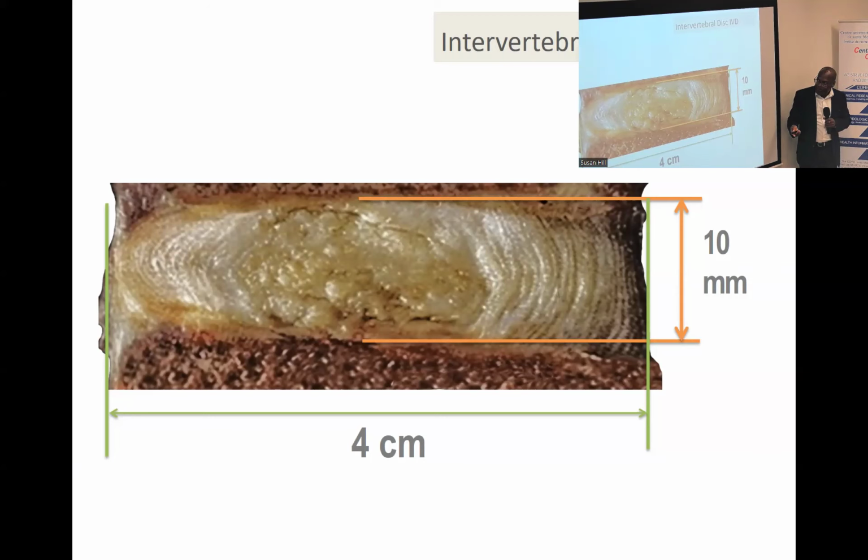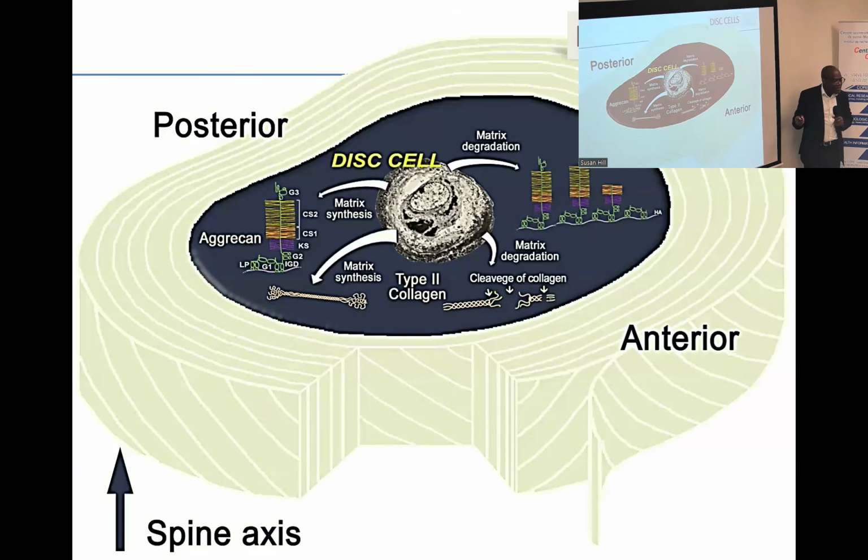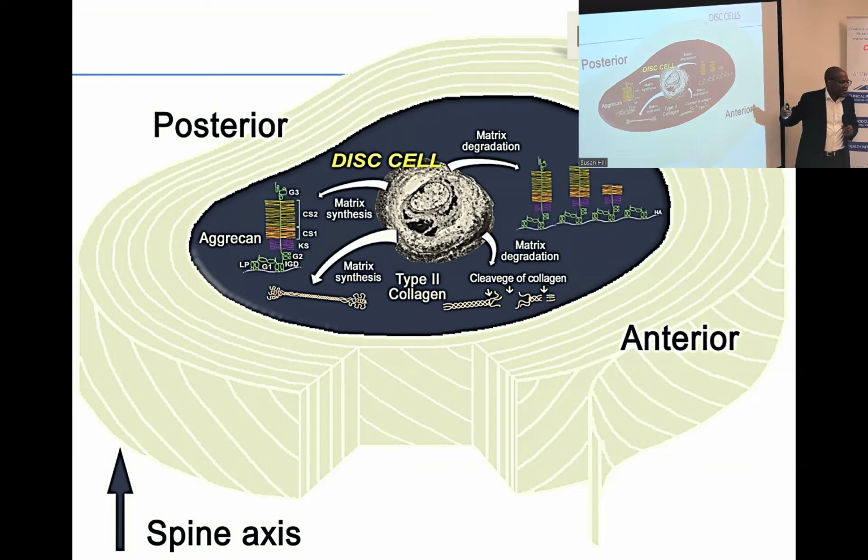And one of the things happening in the intervertebral disc is that there are cells in there called disc cells, in the nucleus pulposus here in the center. Basically, throughout life, they are making matrix, mostly aggrecan and type 2 collagen. But they are also making proteases that cleave these molecules. The rate at which these molecules are made normally equals the rate at which they are being degraded.